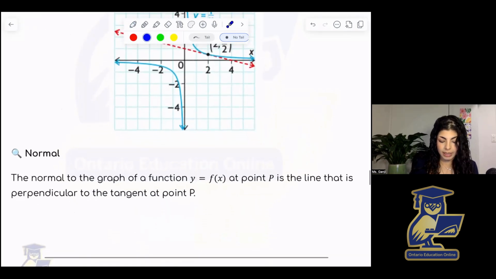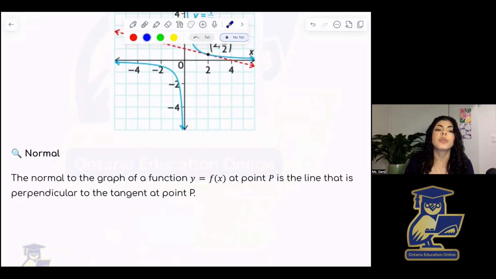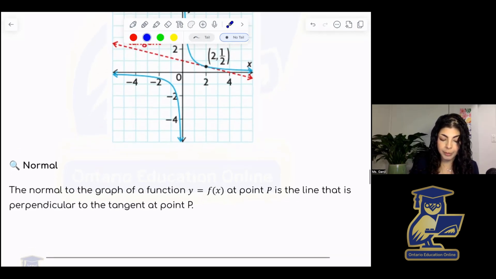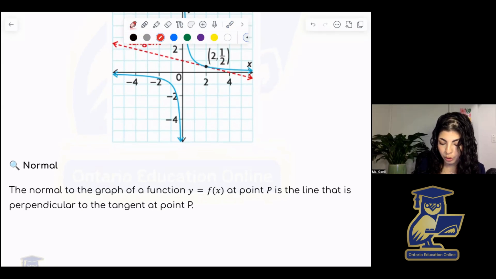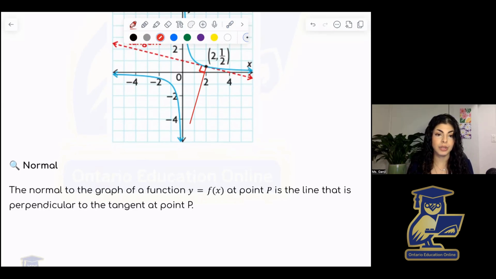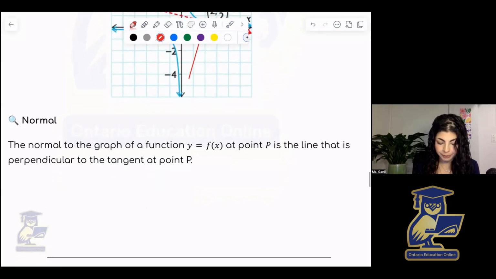Another concept is now the normal. So the normal to the graph of a function y equals f(x) at a point P is the line that is perpendicular to the tangent at point P. If you remember, perpendicular would be, for example, something like this, where we have a right angle there. So it is perpendicular to the tangent at that point.